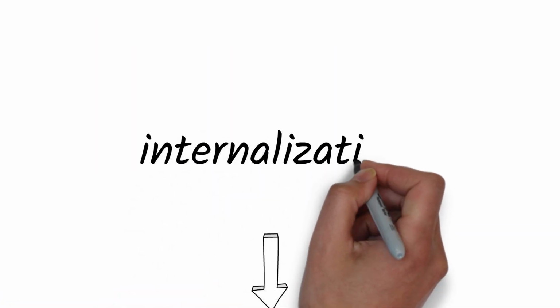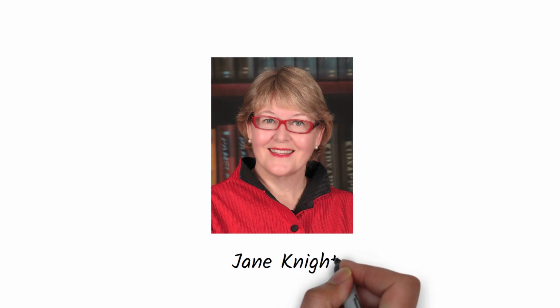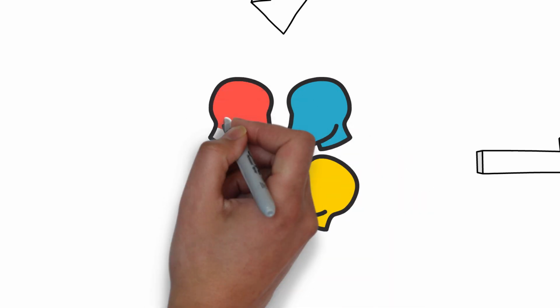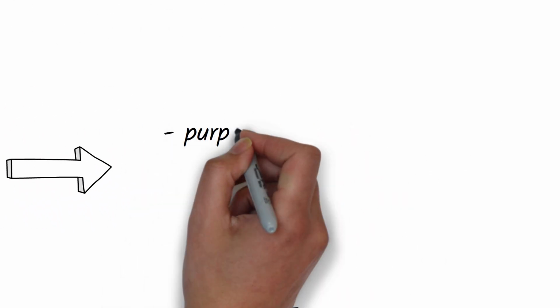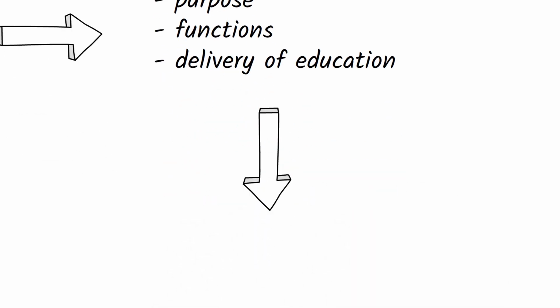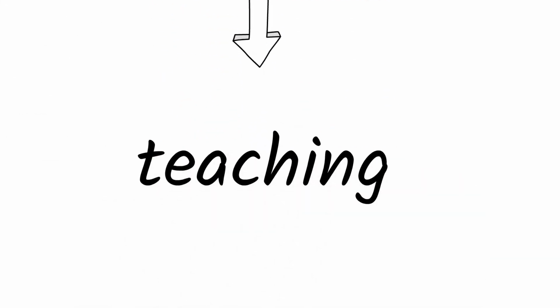CequInt is based on a much broader understanding of internationalization than only looking at cross-border activities. One of the most relevant definitions for internationalization comes from Jane Knight. She explains internationalization as the process of integrating an international, an intercultural, or a global dimension into the purpose, functions, or delivery of education. So there is the system level, but also the level of the preparation and delivery of education. In other words, teaching.